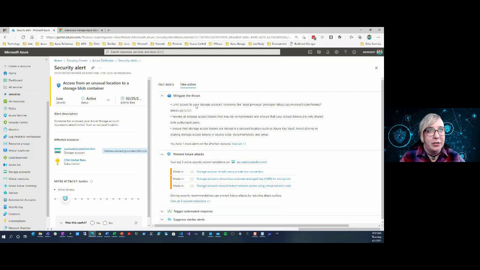Also here, take action, right? This is where you can limit access to your storage account following the principle of least privilege. You want to revoke all storage access tokens that may be compromised, right? So if you're using SAS tokens, revoke them. Ensure that all storage tokens are stored in a secure location such as Azure Key Vault. And that ties in the notion that you probably want to enable Azure Defender for Key Vault, because they're very closely tied together. And then the idea of preventing future attacks, right?